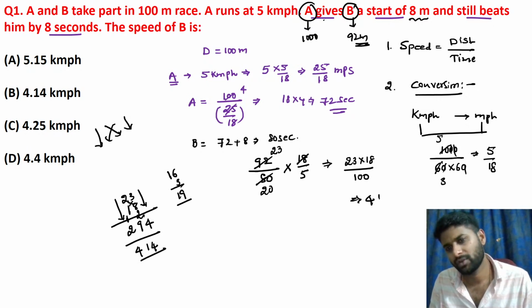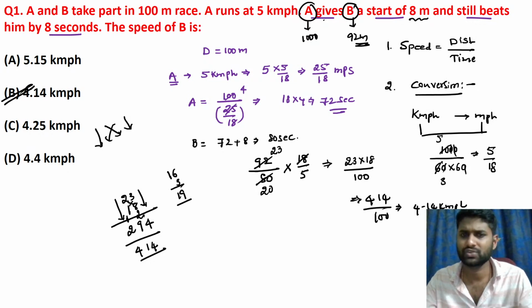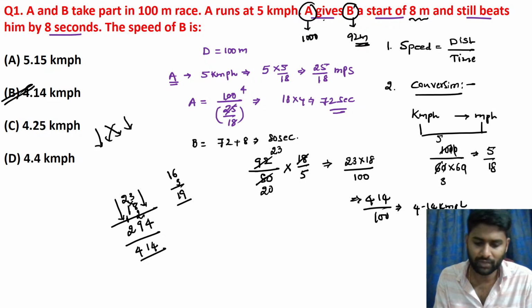See, 414 divided by 100. So here the answer is 4.14 kilometer per hour. If you guys are good at a concept along with a calculation, you can solve this question within 1 minute, guys. Just improve your conceptual skills along with proper calculations.